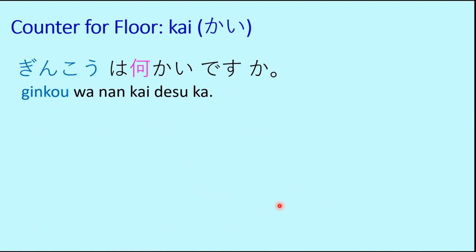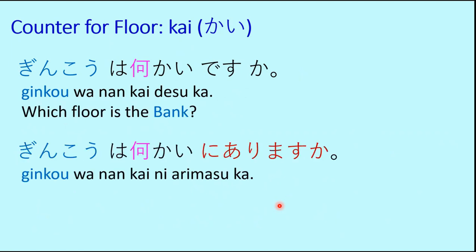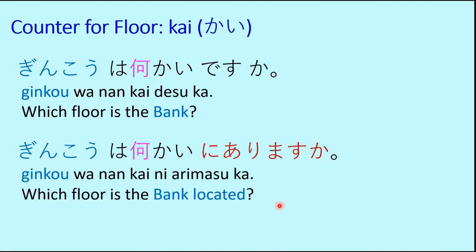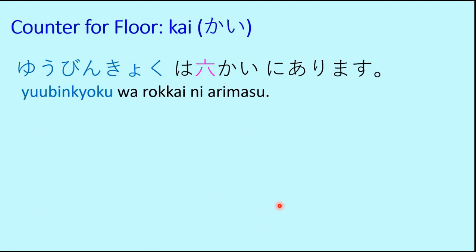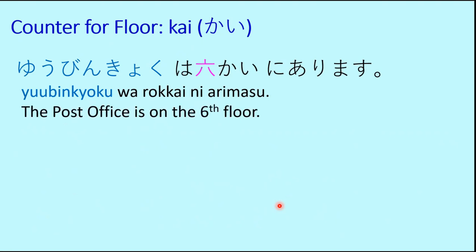Similarly, ginko wa nankai desu ka? Ginko means bank. Which floor is the bank? And the other way is ginko wa nankai ni arimasu ka? Which means which floor is the bank located? The answer will be Yubin kyoku wa rokkai ni arimasu. Yubin kyoku wa rokkai ni arimasu, which means the post office is on the sixth floor.